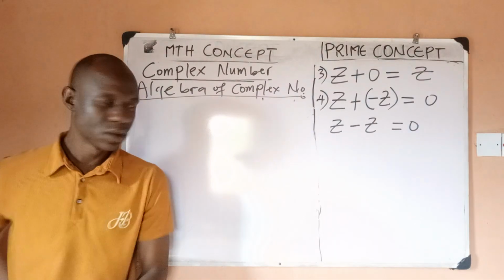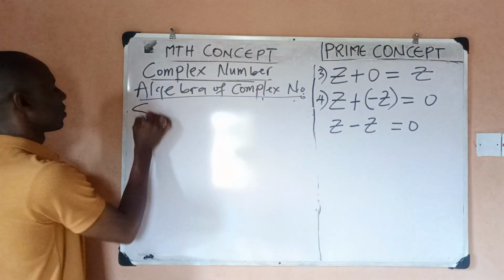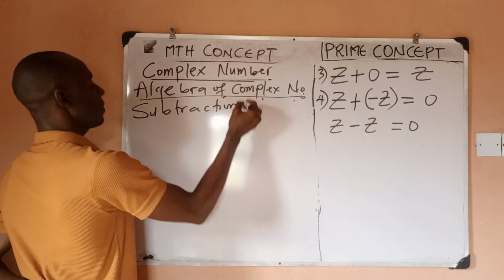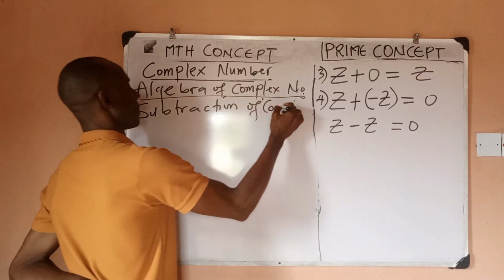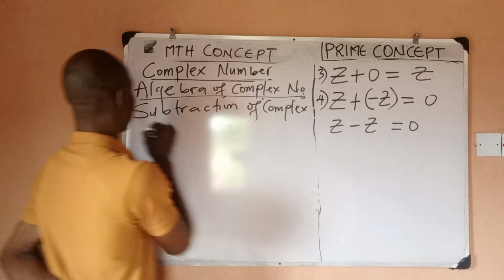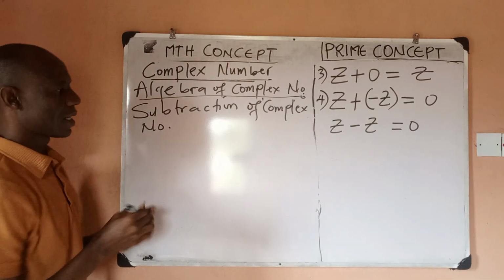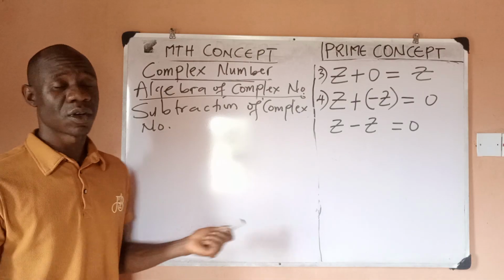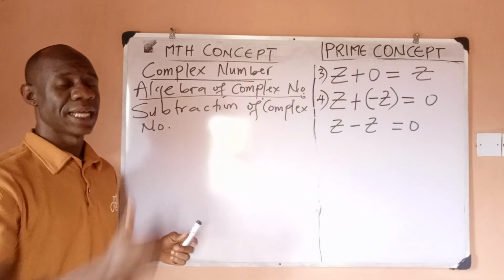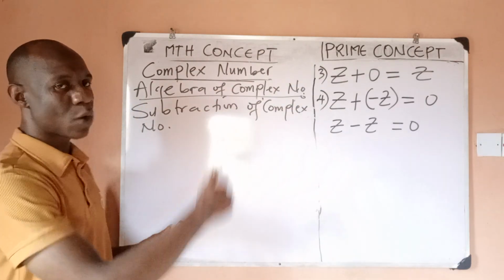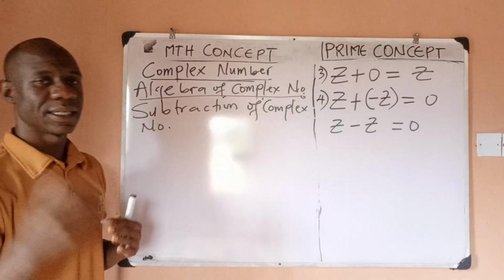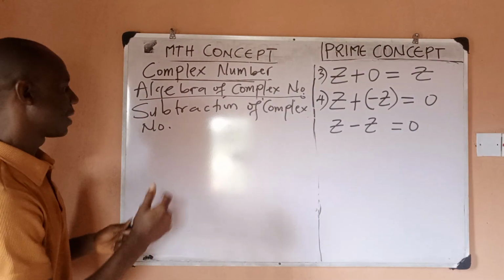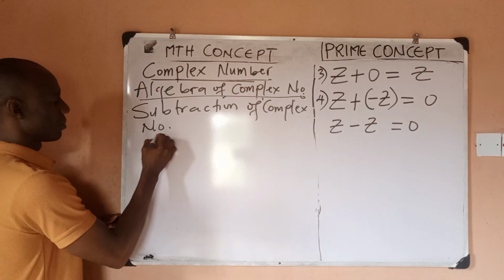And that is where we'll draw an end to the video. So let's quickly talk about subtraction of complex numbers. So if I have two complex numbers to be subtracted, I'm subtracting the real part of one from the real part of the other, then subtracting the imaginary part of the one from the imaginary part of the other. Now let's quickly see an example.